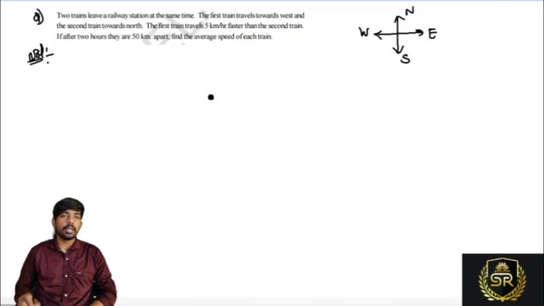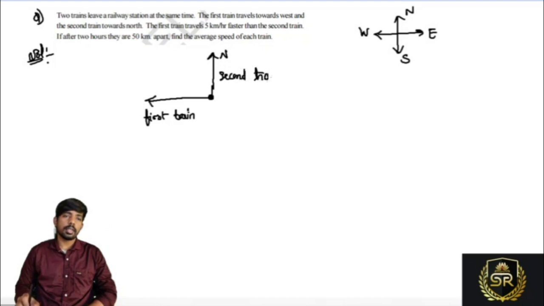Now the first train travels towards west. Towards west means this direction, right? So I am drawing here. A train leaves towards west, right? This is the west direction. This is the first train. Next, the second train travels towards north. Towards north. And this is the second train.